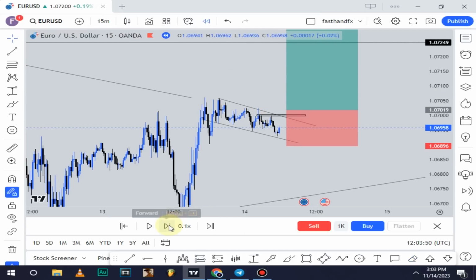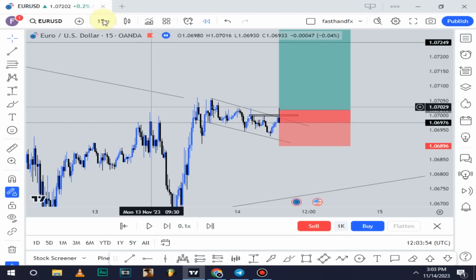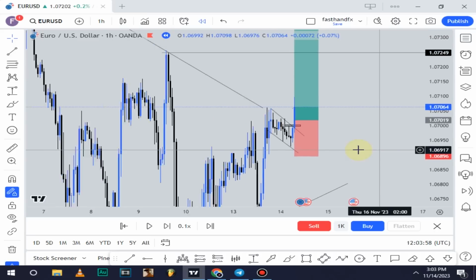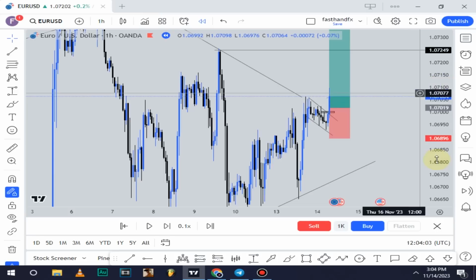So let's see what the market did. The market played out right there. Let's see what the market did at the 1 hour. Remember, my policy is that we only take entries at the market after the 1 hour candlestick close. So look at that, we're already in.